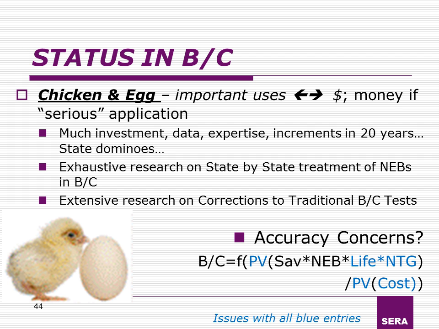I hear a lot of concerns that, gee, aren't NEBs too inaccurate to consider in a benefit cost equation? And what I might argue is that the benefit cost equation is a function of the present value of savings times, if I would add NEBs, times the lifetime of those savings times the net to gross factor. And you divide that by cost factors.